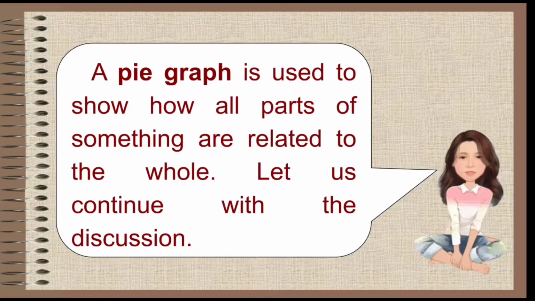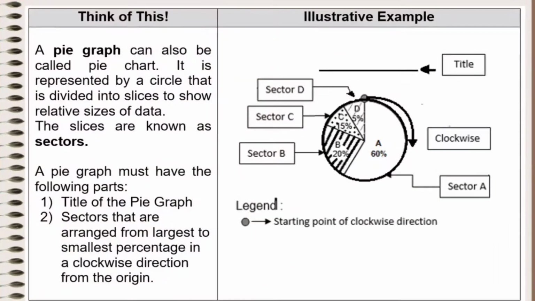What is a pie graph or a circle graph? A pie graph is used to show how all parts of something are related to the whole. Let us continue with the discussion. A pie graph can also be called a pie chart. It is represented by a circle that is divided into slices to show relative sizes of data. The slices are known as sectors.